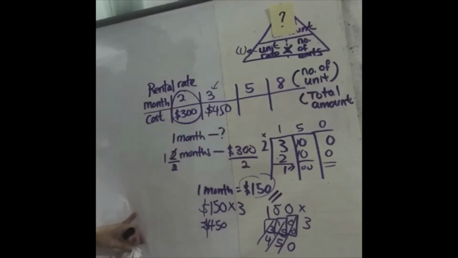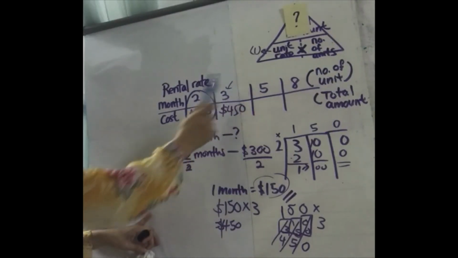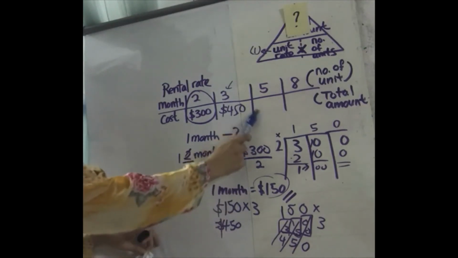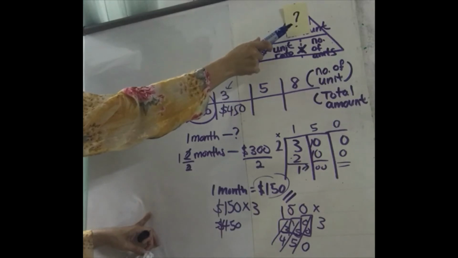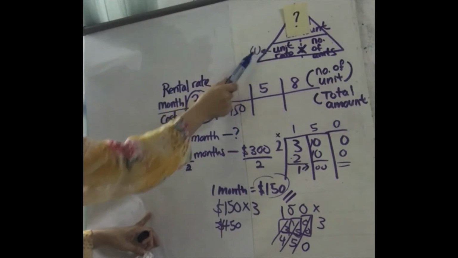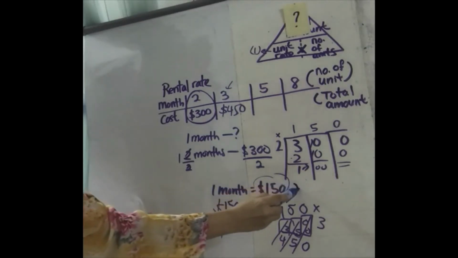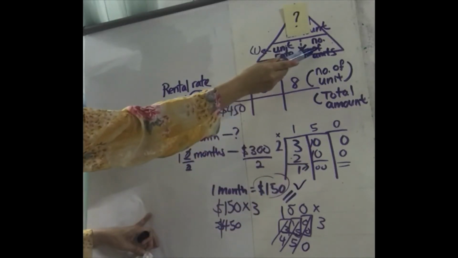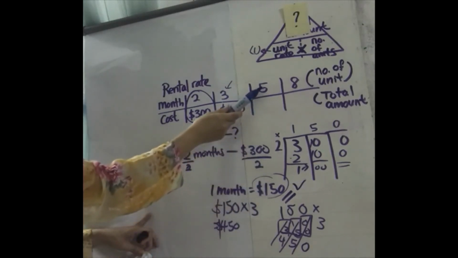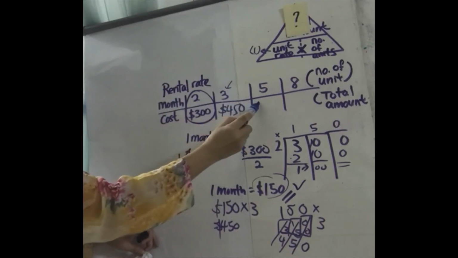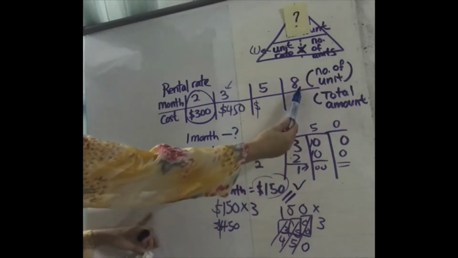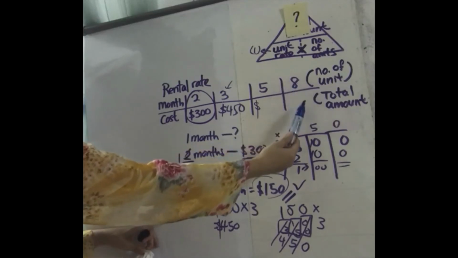So if you rent 3 months, it will cost you $450. Now, let's see. What happens if you rent for 5 months? You want to find the total amount. Again, you want to find the total amount. What do you do? You must know the 1 unit. This is very important. 1 unit. You times by the number of units. So you take 150. You times by 5. Okay, work out the answer.